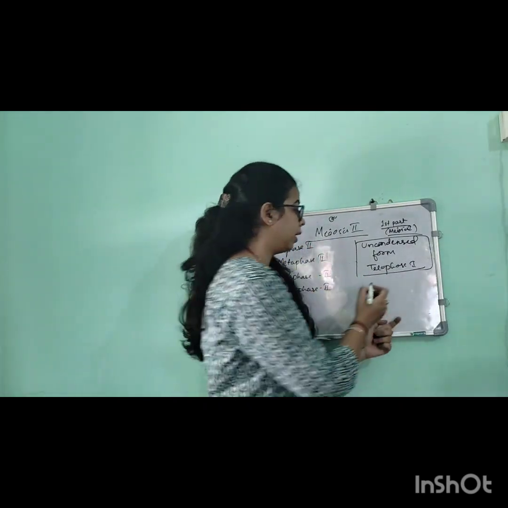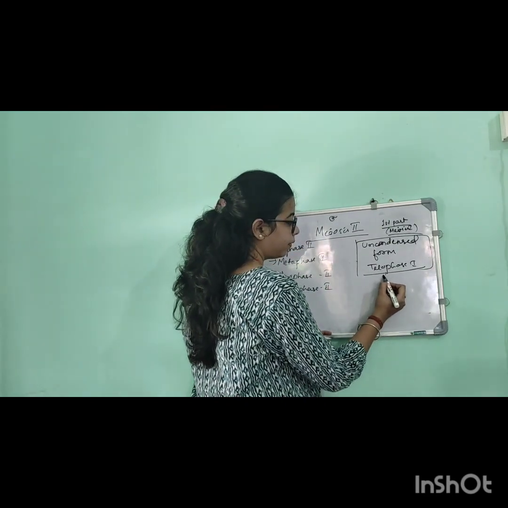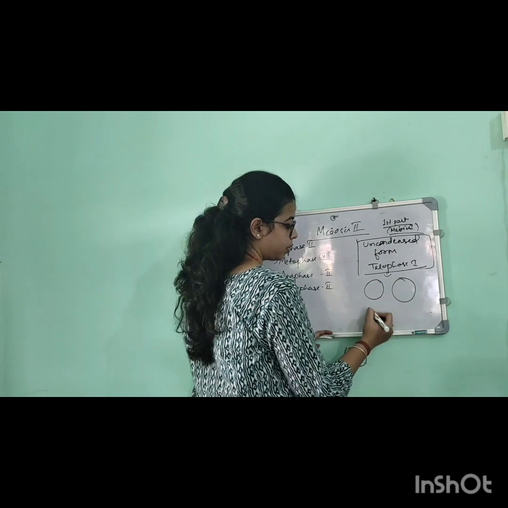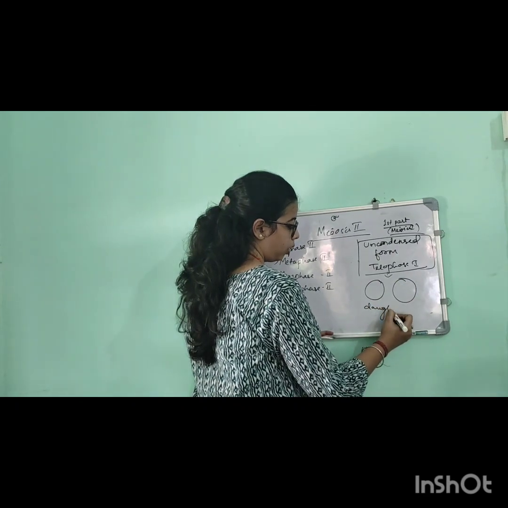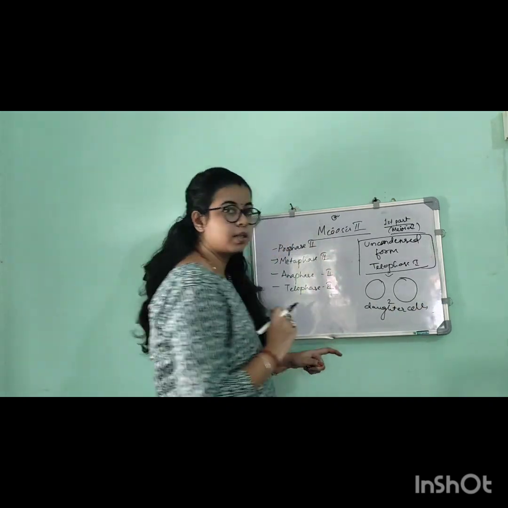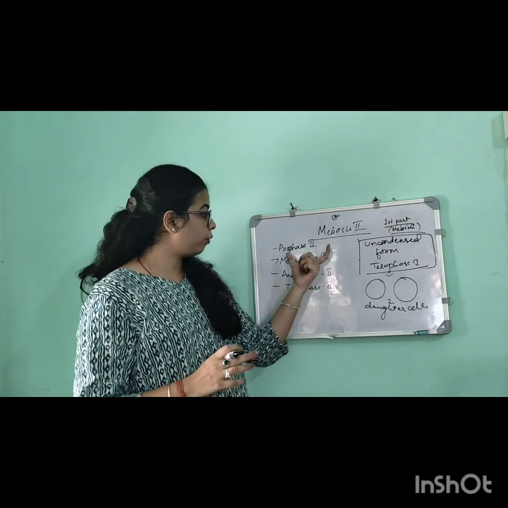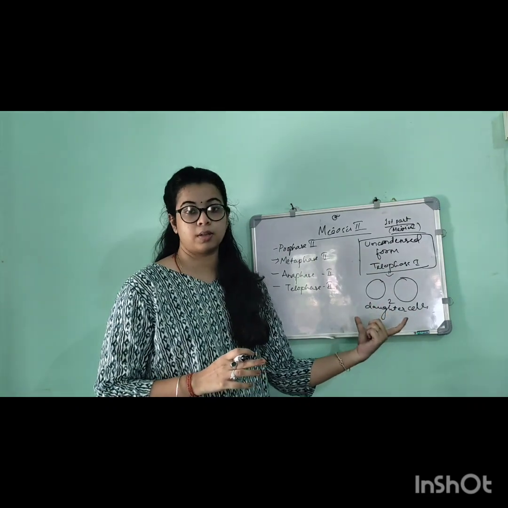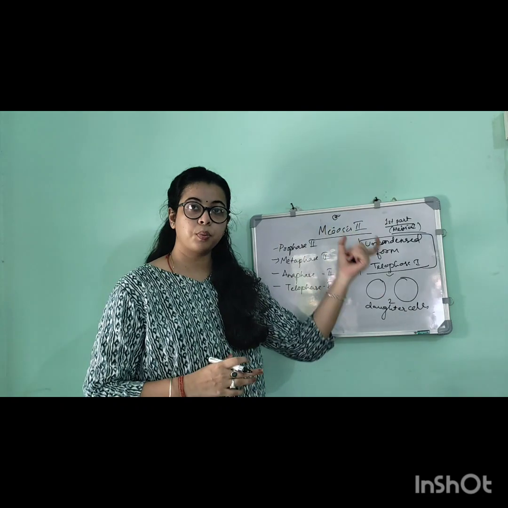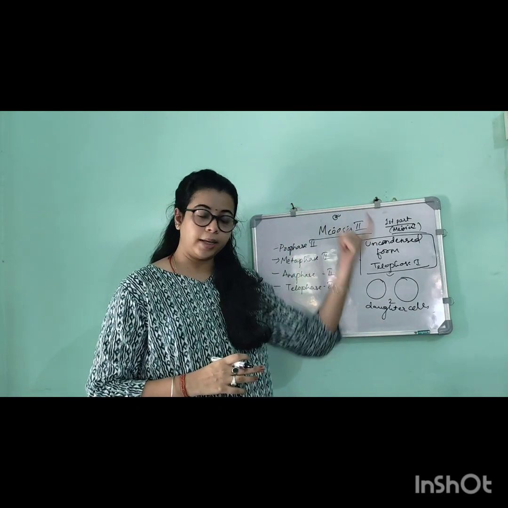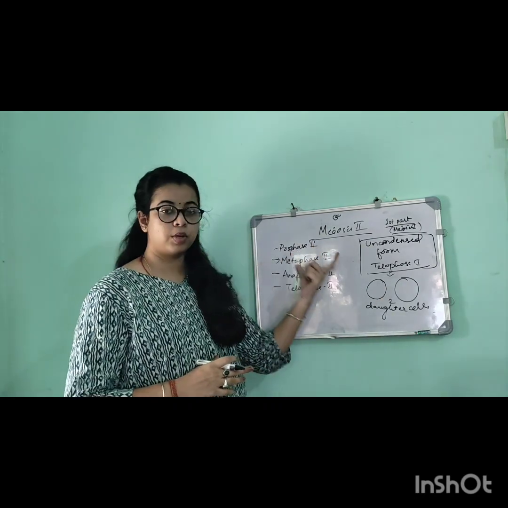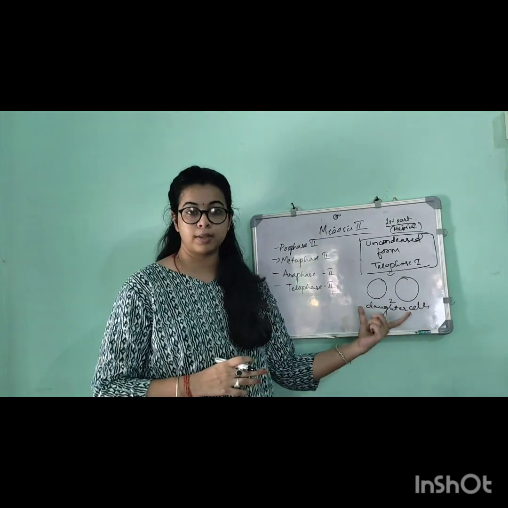But if you remember, I have discussed that by the end of telophase 1, 2 daughter cells were already formed. Now this prophase 2 will begin from these 2 daughter cells only, not from the single cell of meiosis 1. Remember that. After the end of telophase 1, 2 daughter cells were formed, and prophase 2 will begin from these 2 daughter cells.